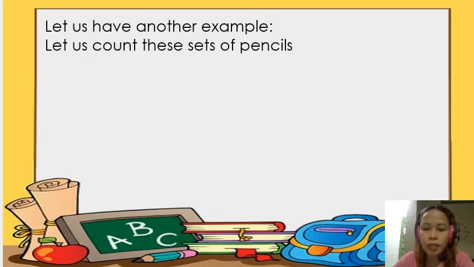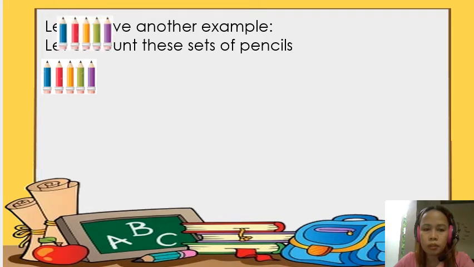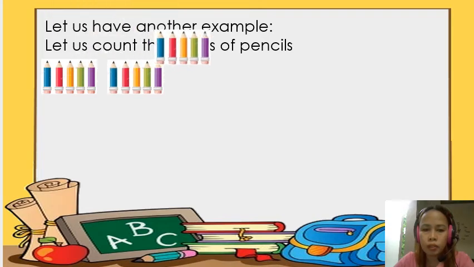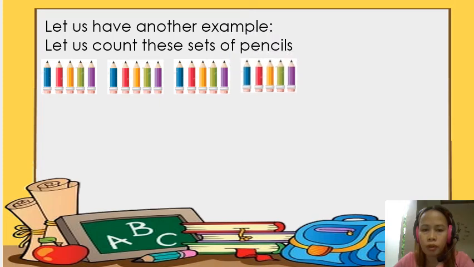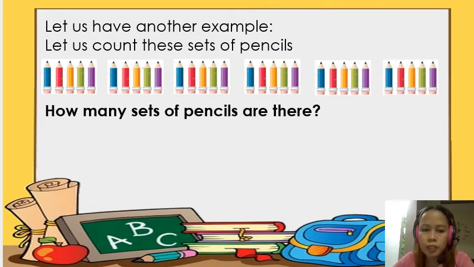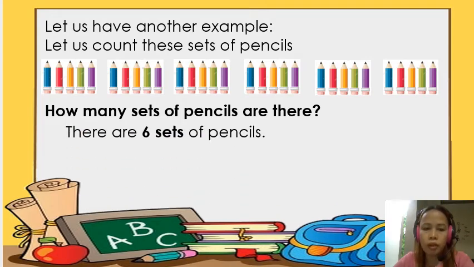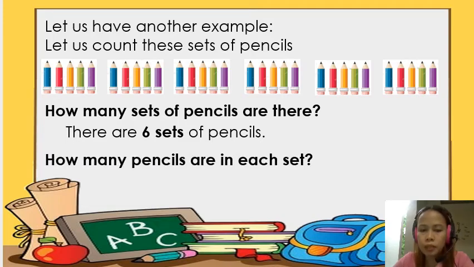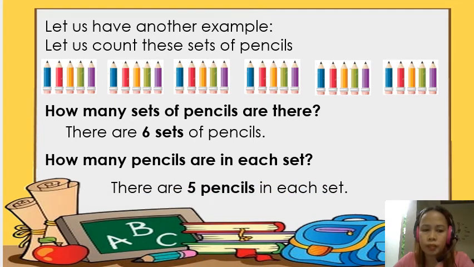Let us have another example. Let us count the sets of pencils. Okay, count with me. 1, 2, 3, 4, 5, 6. How many sets of pencils are there? Very good. There are 6 sets of pencils. How many pencils are in each set? There are 5 pencils in each set.